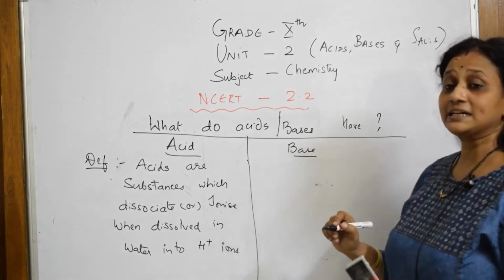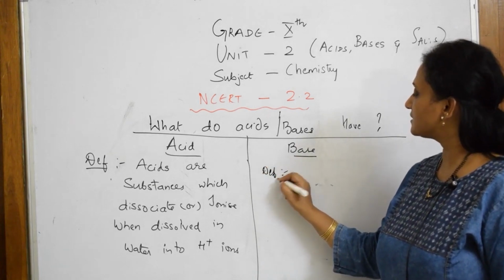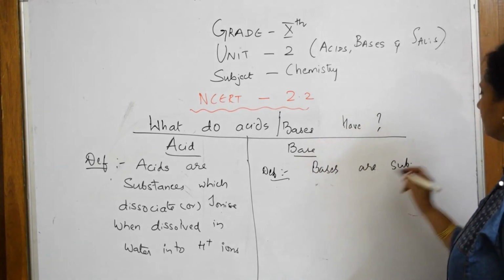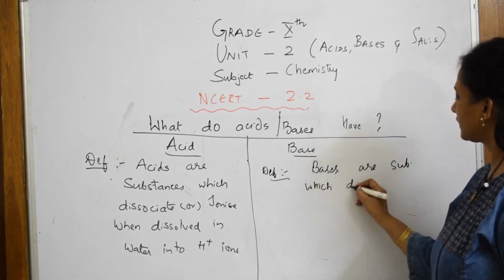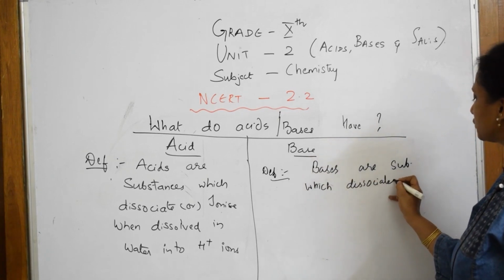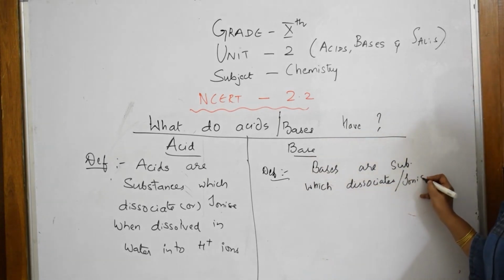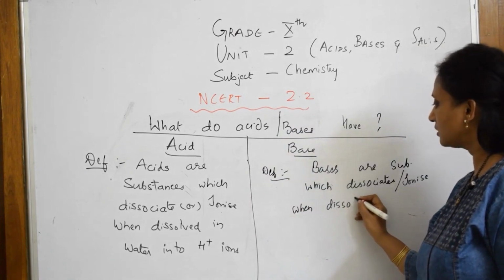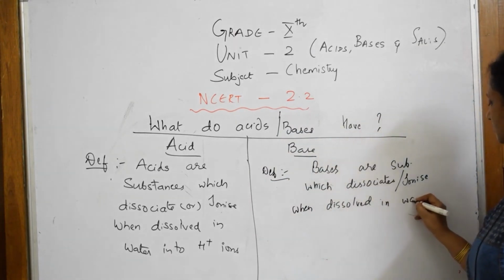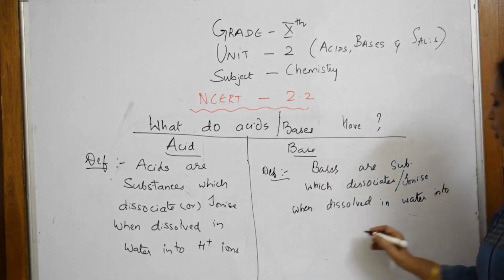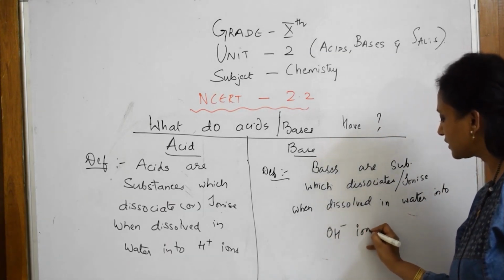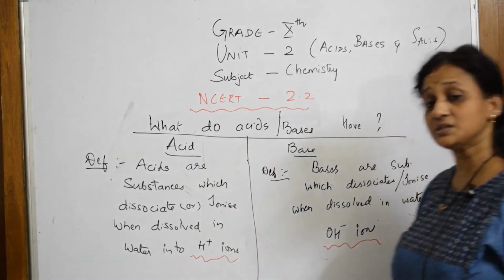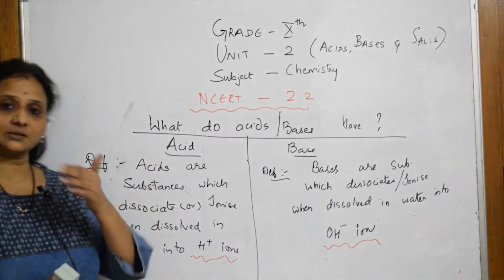I'll explain this. How should I write the definition of a base? Simple, isn't it? Bases are substances. Same thing. Bases are substances which dissociate, means breaking up into two or more substances, or ionize when dissolved in water, into which ions? Into OH minus ion, hydroxide ions, right? So let us underline this. Acid means H plus ion, bases mean OH minus ions. Please note this. This is the basic definition.